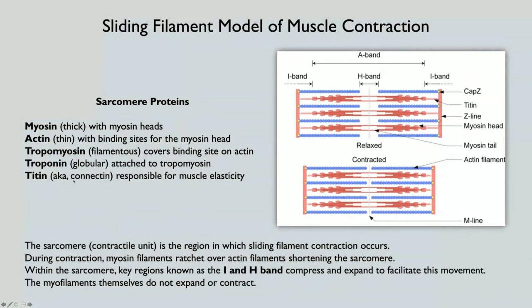Titin is also known as connectin, which is responsible for the elasticity, the passive stretch of the muscle. Notice where they are here. We have the different filaments here, the thick and the thin filaments. Have the myosin here with the myosin head. You have the actin in blue. And notice that there is like a spring holding these myosin filaments and binding them to this here, that we call the Z line.